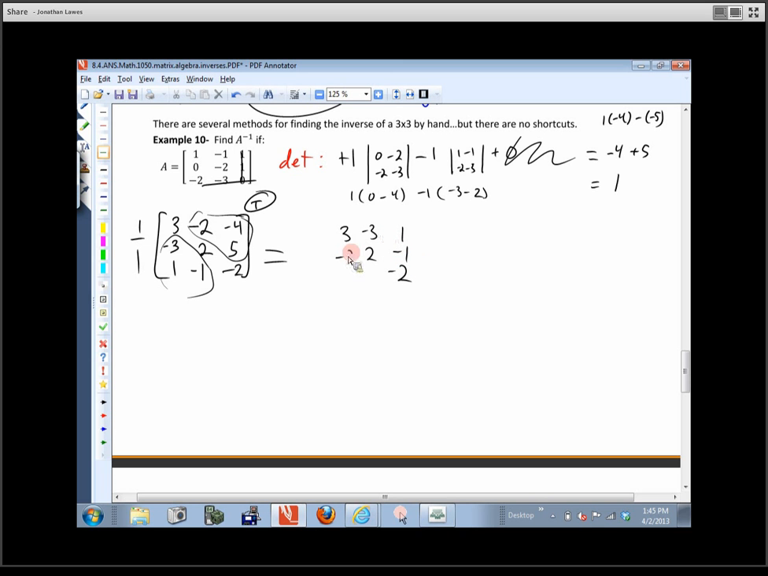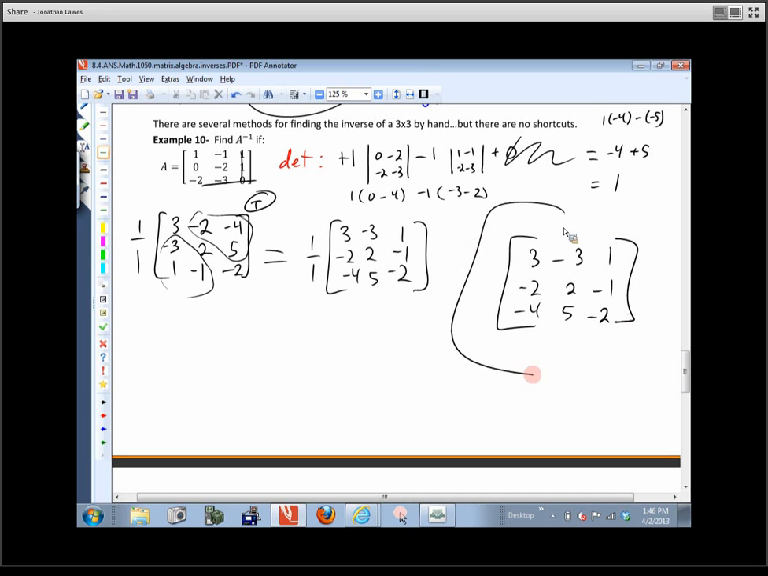And this is going to be a -2, a -4, and a 5 here. Okay, that's the transpose of the matrix of cofactors. Out in front, we have 1 over the determinant. Does that matter on this one? We don't have any fractions to distribute through. The scalar sitting out front is a 1, so the answer on this problem is 3, -3, 1, -2, 2, -1, -4, 5, and -2. There it is. Okay? Any questions?